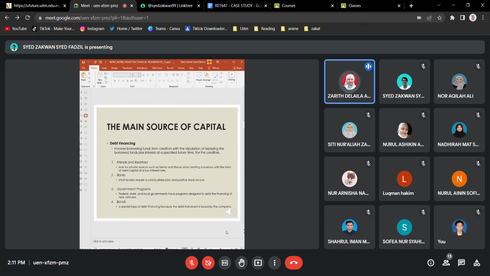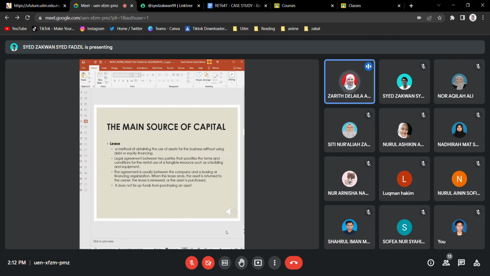Okay, there are many government programs. Government initiatives are different from grants. Some of the government programs can provide loans to us to run the business. Okay, and the last one is a bond. We know that a bond is actually a long-term investment, which we also can use in order to get the capital.